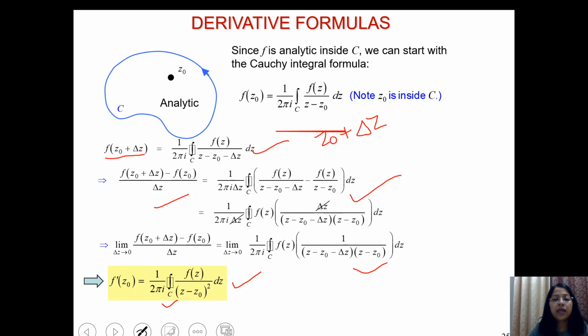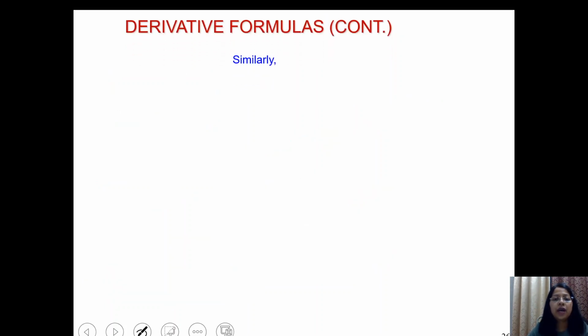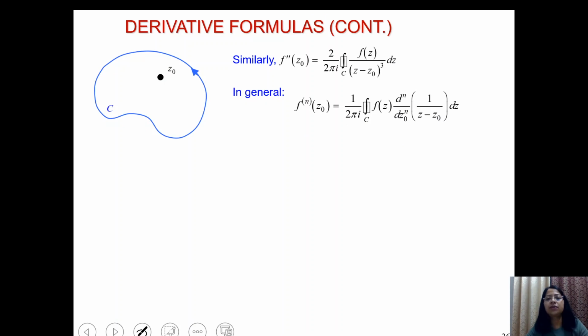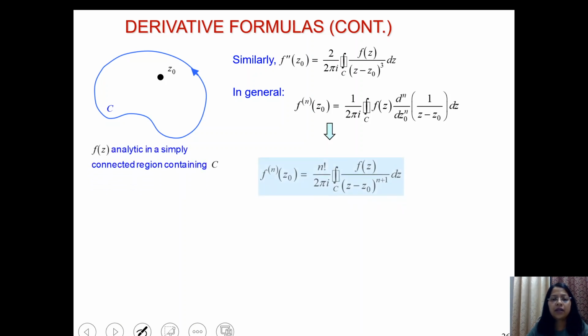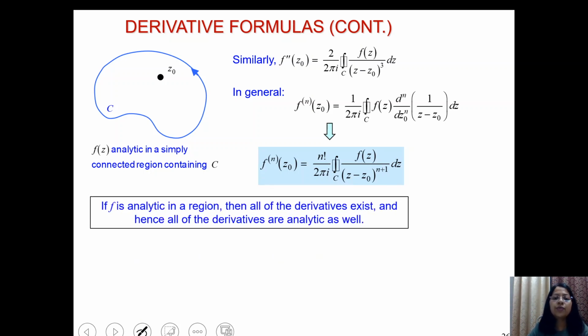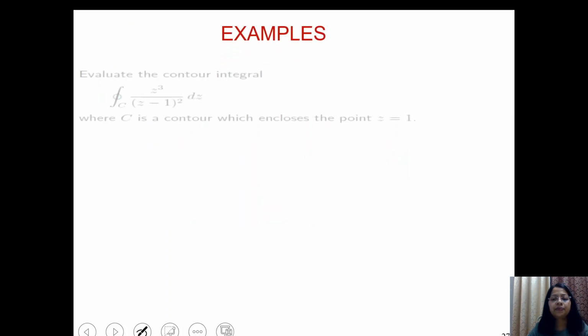Right? So similarly we can do it for the nth derivative. This is the second derivative. f double dash z naught is equal to 2 by 2 pi iota closed integral over c f z over z minus z naught whole cube dz. And similarly for the nth derivative we can write the nth derivative of f at z naught equal to n factorial over 2 pi iota closed integral over c f z over z minus z naught raised to the power n plus 1. Right, so assuming all the conditions for an analytic function, we can derive these formulas.